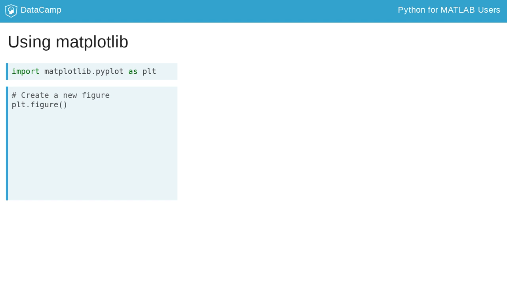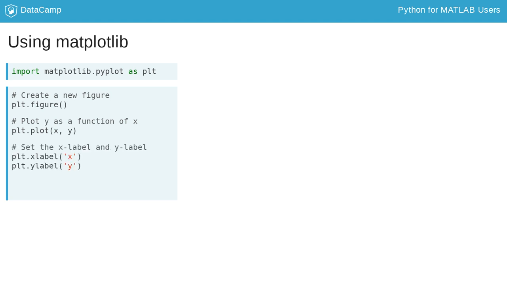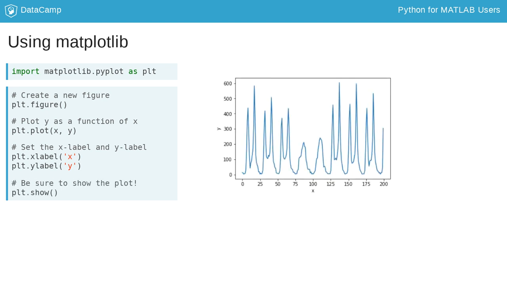Figure creates a new figure to plot in. Plot creates line plots. Xlabel and Ylabel add labels to the X and Y axes respectively. Importantly, we need to explicitly call show to display any plots that we create.